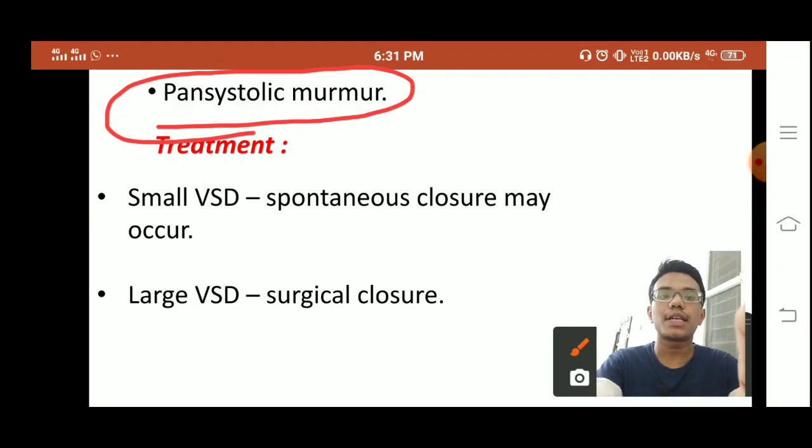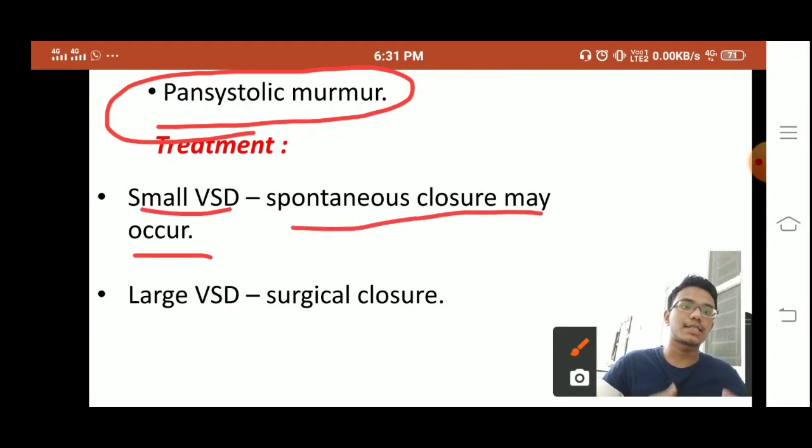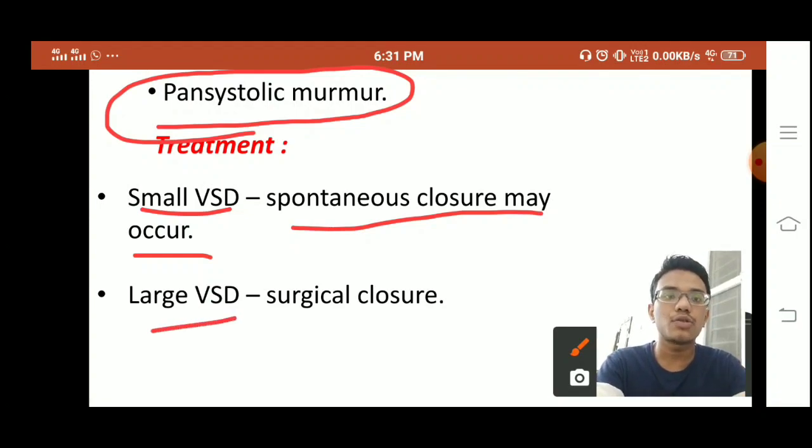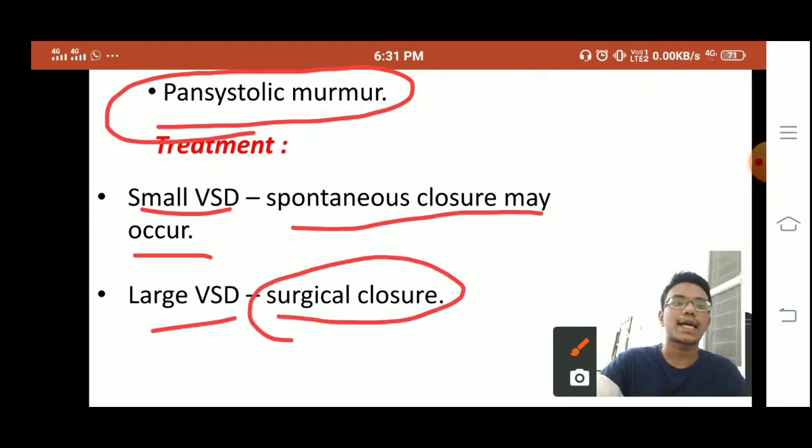And the treatment in case of small VSD, spontaneous closure may occur. There is a chance that spontaneous closure can occur due to adhesion of the muscular and the membranous septum, so you can wait and watch for some time. Or in case of large VSD, you have to go for surgical closure by using a Dacron patch, etc. That you need not know now. So with this we have concluded ventricular septal defect. Hopefully in the next class we will learn about atrial septal defect. It will be much like this, a little bit different, we will discuss in the next class.